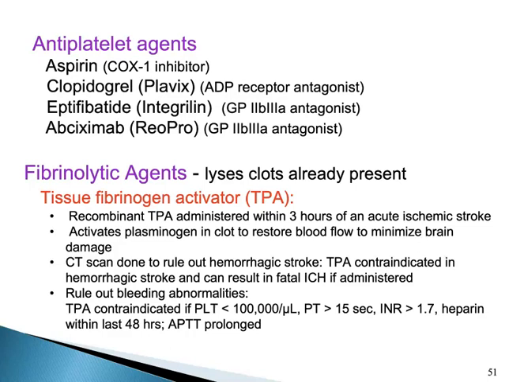You want to rule out bleeding abnormalities when you administer tissue plasminogen activator. So it is contraindicated when the platelets are lower than 100,000, when the PT is elevated, when the INR is greater than 1.7, when heparin has been administered within the last 48 hours, and also when the APTT has been prolonged. So there are some considerations to take before TPA is administered, but it's actually a very important drug in cases of ischemic strokes to prevent any brain damage.